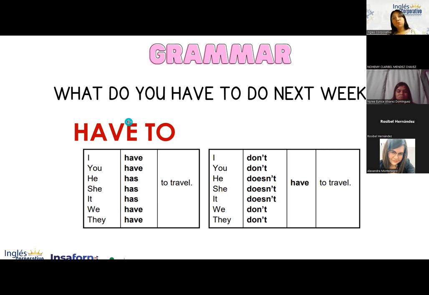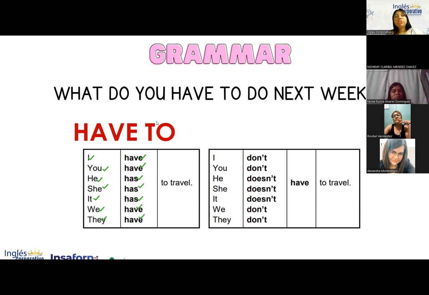We use have to express necessity. Cuando usted va a expresar una necesidad, algo que usted tiene que. For example, I have to travel. Tengo que viajar. You have to travel. He has to travel. She has to travel. It has to travel. We have to travel. They have to travel. Now, guys, with this one, what you need to notice, fíjese bien: with he, she, and it, we are going to use has. And with I, you, we, and they, have.